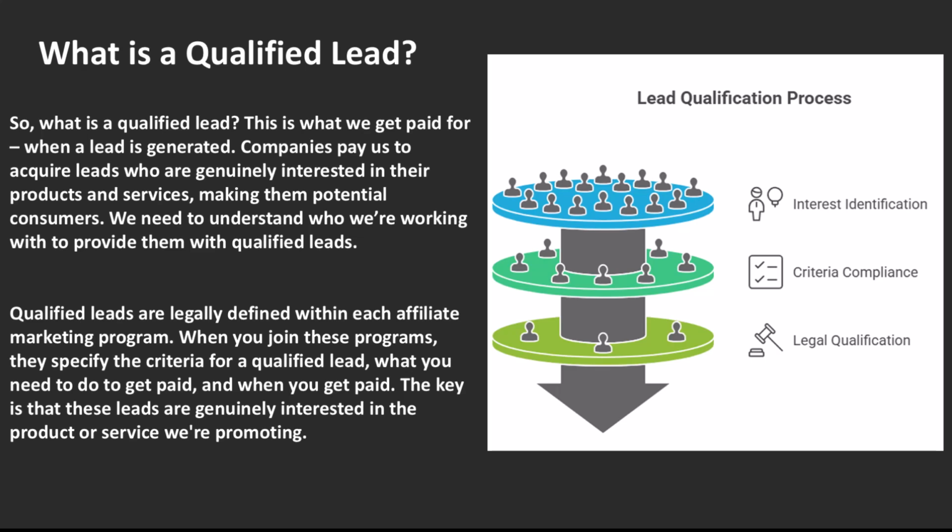This is what we get paid for. When a lead is generated, companies pay us to acquire leads who are genuinely interested in their products and services, making them potential consumers. We need to understand who we're working with to provide them with qualified leads. Qualified leads are legally defined within each affiliate marketing program. When you join these programs, they specify the criteria for a qualified lead, what you need to do to get paid, and when you get paid. The key is that these leads are genuinely interested in the product or service we're promoting.